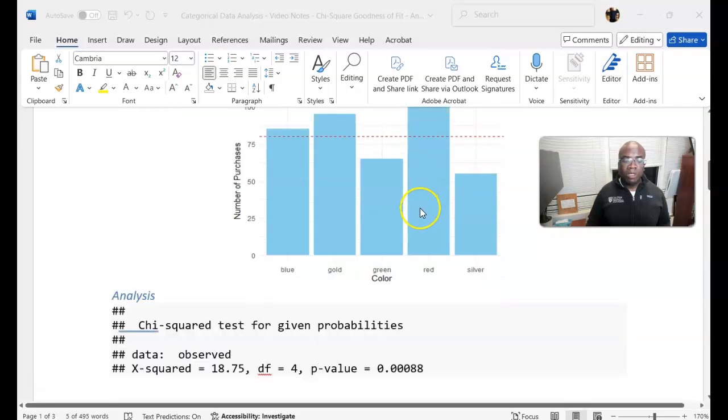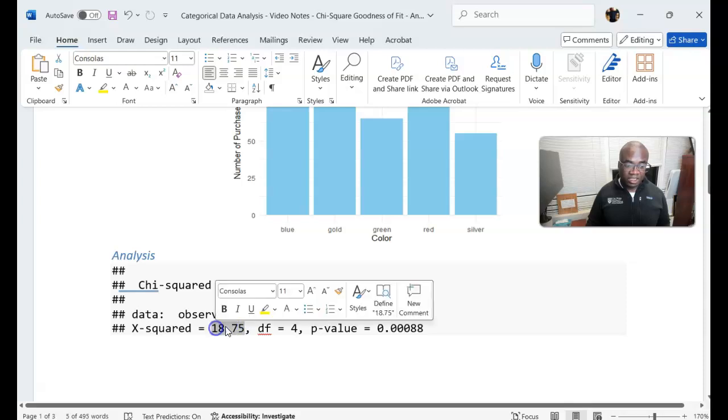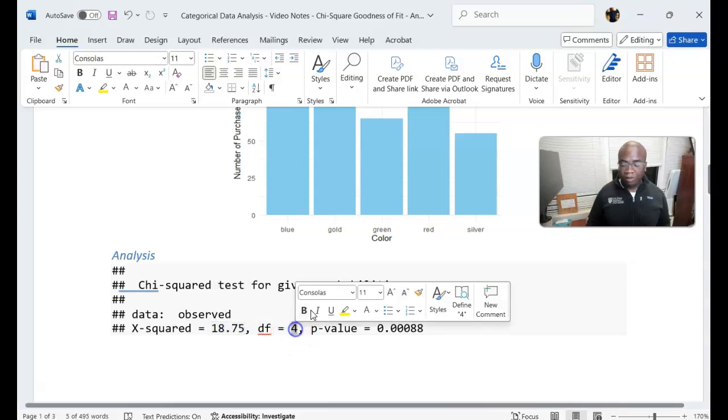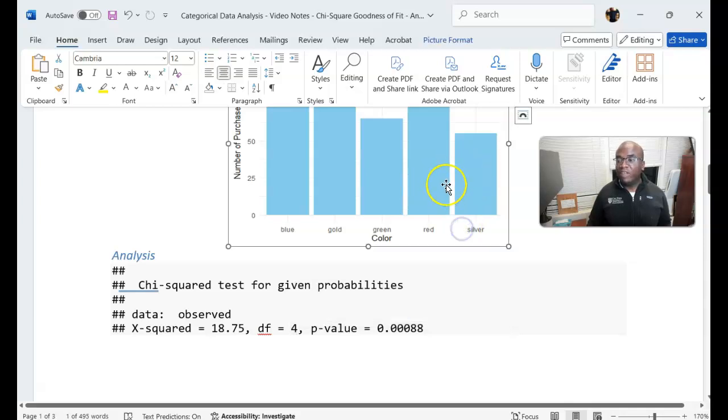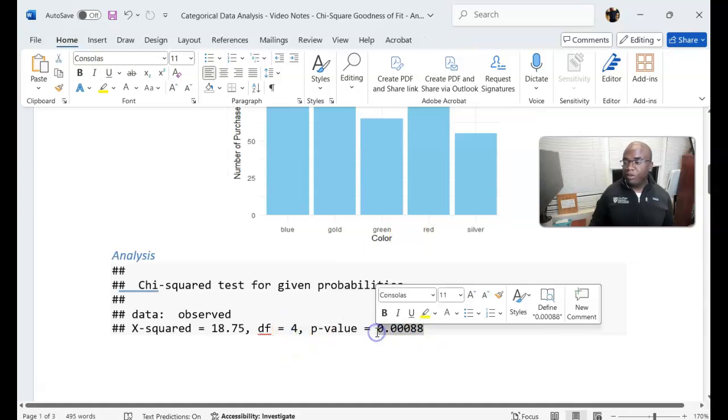All right. And so in terms of our analysis, this is our test statistic. This is degrees of freedom. I'm going to mention this now: it's going to be the number of levels, number of categories, minus 1. So it's going to be 5 minus 1, which gives us 4. And then this is our corresponding p-value.